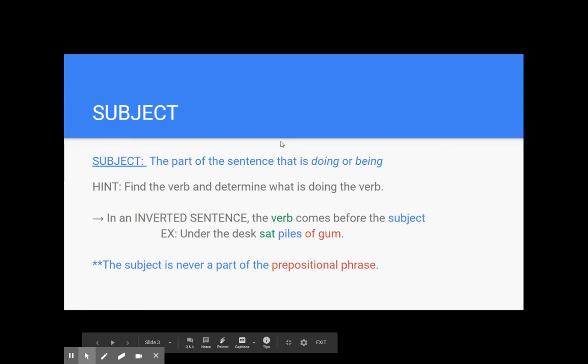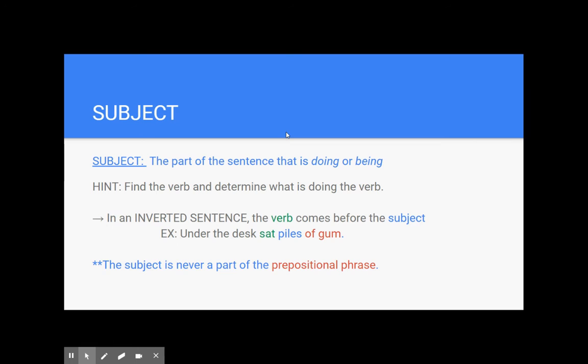First thing, finding the subject. Remember, the subject is the part of the sentence that is doing or being. I like to find the verb first. Usually that's the easiest thing for me to find, and then determine what is doing the verb. Sometimes you will notice your subject is actually behind the verb, and that's known as an inverted sentence. So the verb comes before the subject.